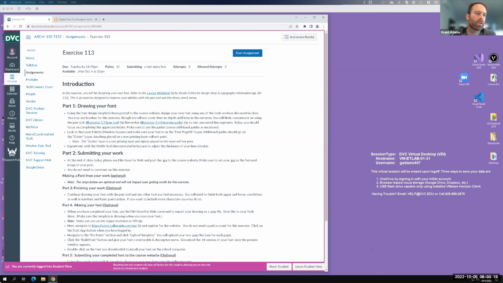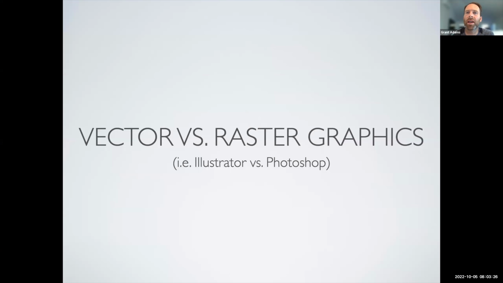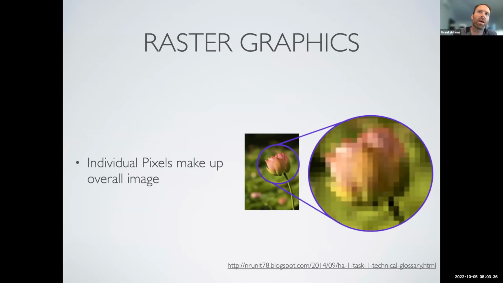Perfect. And so what I'm going to do is we're going to talk about the difference between vector graphics and raster graphics, which is essentially what's the difference between Illustrator and Photoshop, and why do we use one over the other in a particular circumstance. So when we start talking about vector and raster graphics, we first have to understand what each of them are, because they're very different. Raster graphics are essentially a file that's made up of a bunch of little squares, and each one of those little squares has a particular color.